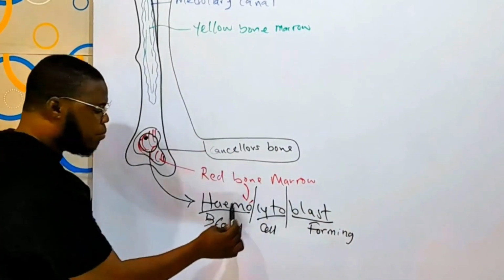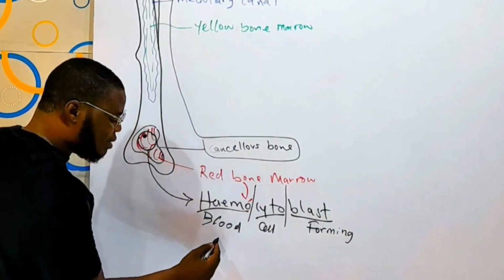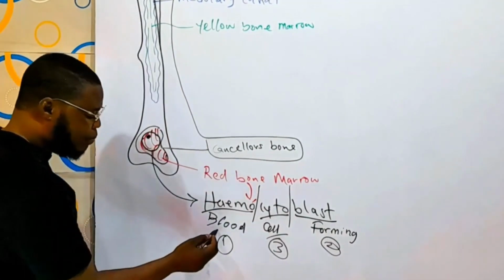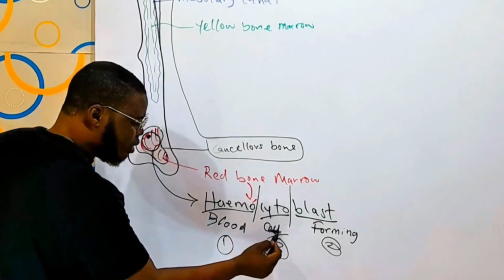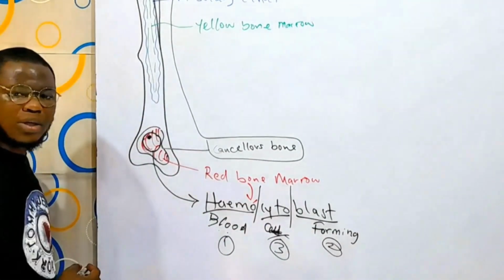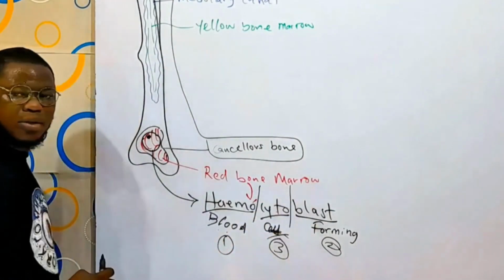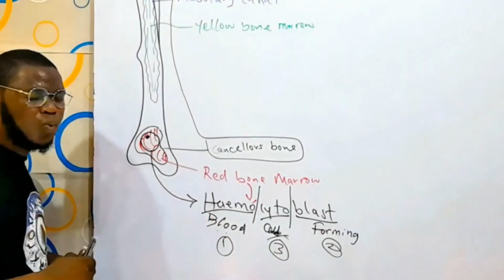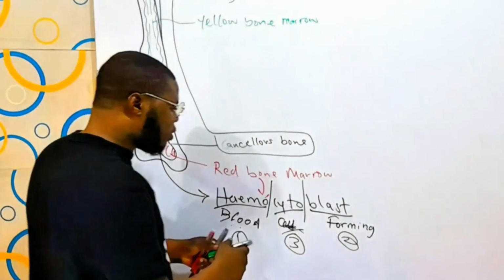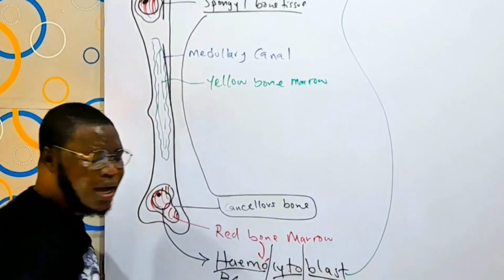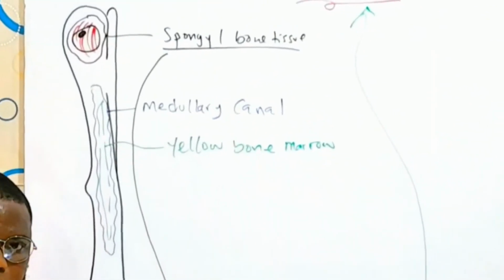So when you say hemocytoblast, it means the blood forming cell. That is a cell that forms the blood. That is why they call it a blood forming cell. Hemocytoblast. So this hemocytoblast is the one responsible for forming what now? For forming all the blood cells. As simple as that. I hope you understand.